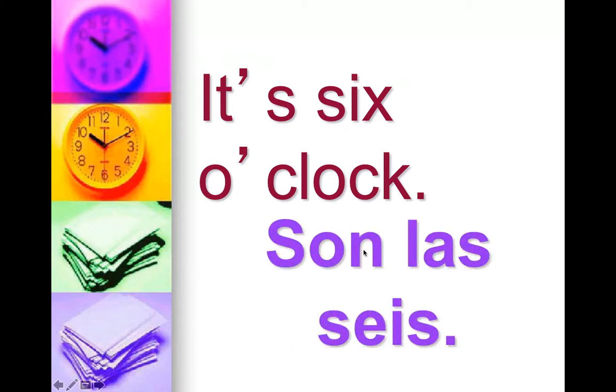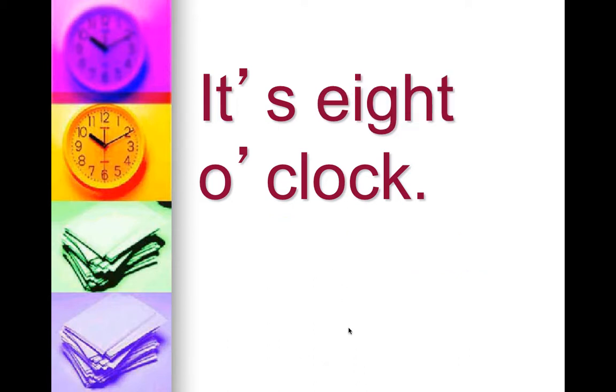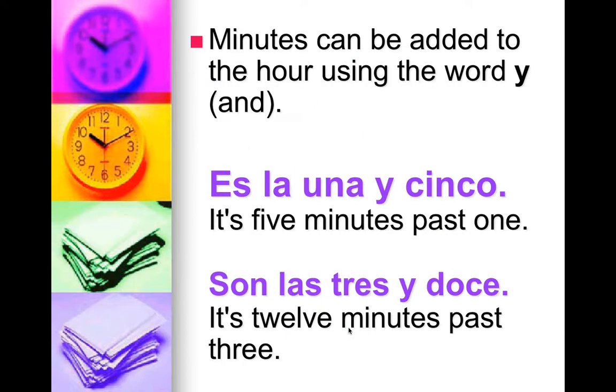So hopefully you're seeing the pattern here. Son is your first part, your form of ser, which most of the time, with the exception of la una, 1 o'clock, will be your first word. Then your second word, if it is any other time on the clock but 1 o'clock, will be las, and then your número, 6. Son las 6. ¿Cómo se dice? It's 8 o'clock. Thinking of that pattern then. Muy bien, fantástico. Son las 8.